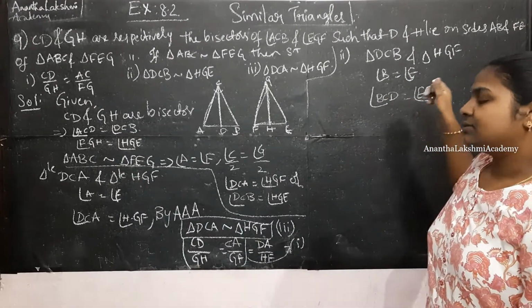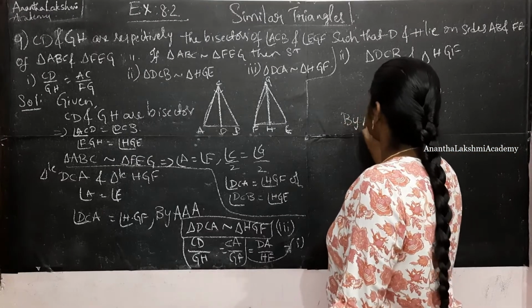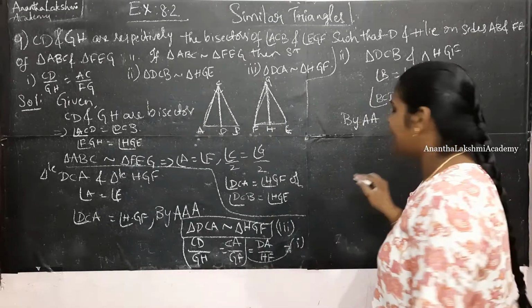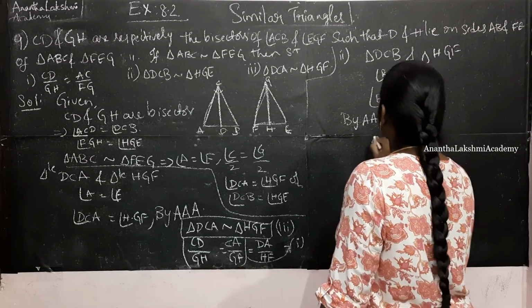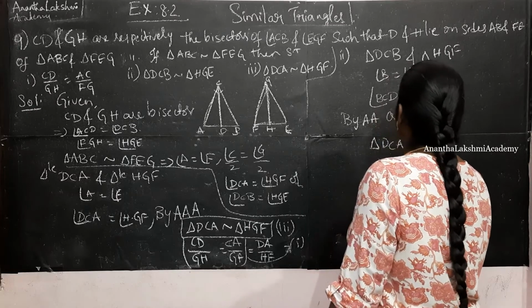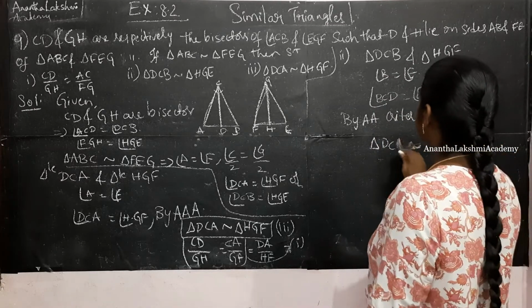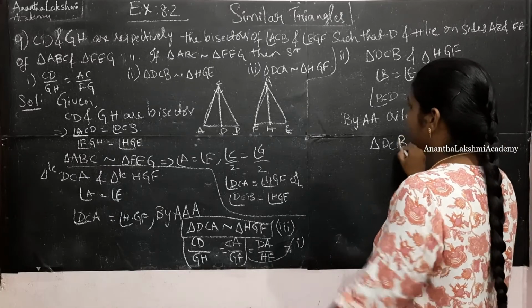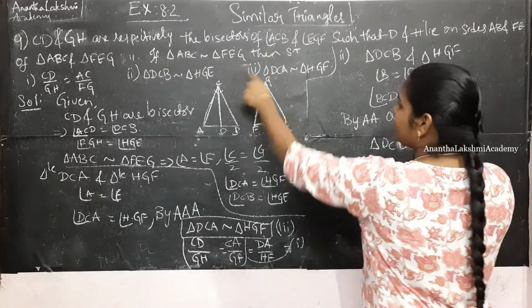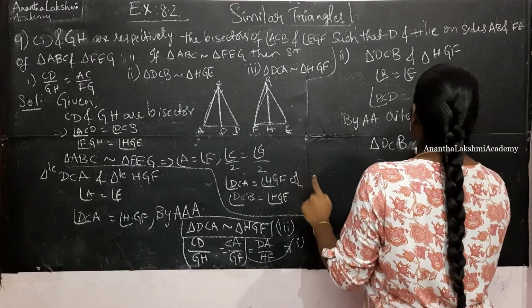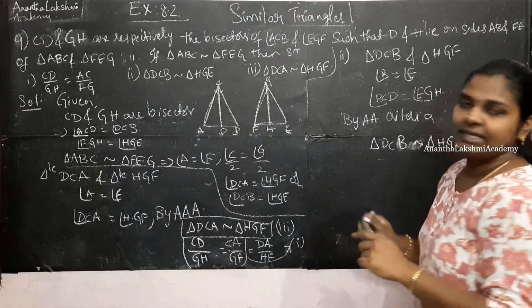Now, 2 angles are equal. Then by AA criteria, eventually the third angle is also equal. What are we going to write? Triangle DCA is similar to triangle DCB. DCB is similar to what? Which triangle? HGE. Triangle HGE. Hence, we proved the second bit.